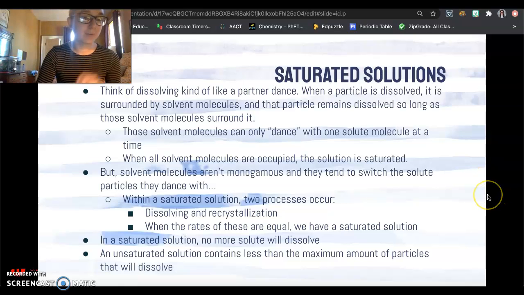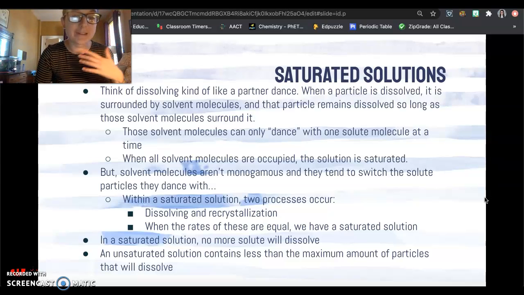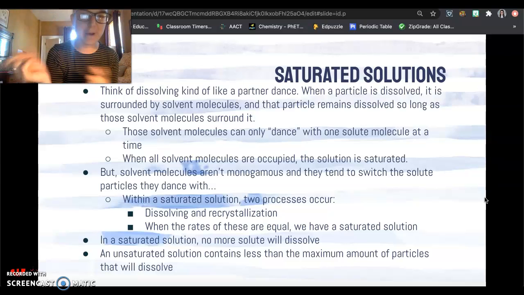Solvent molecules in general, it's not just like you're going to homecoming with a date or anything like that and you are exclusive. Solvent molecules dance with other solutes, so it's not just one particle the whole time. They can switch particles that they are dissolving. So within a saturated solution, we have two processes occurring: dissolving and recrystallization. Dissolving is going from, for example, having solid salt crystals being dissolved into an aqueous solution, and recrystallization is having those aqueous ions from the salt going back into the solid state.